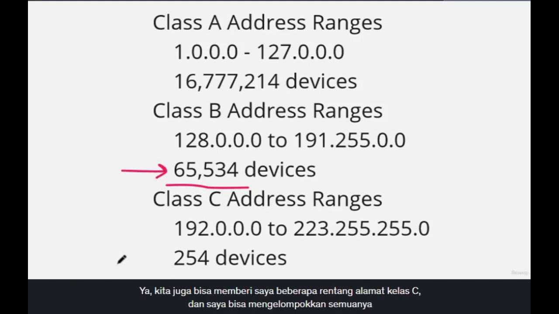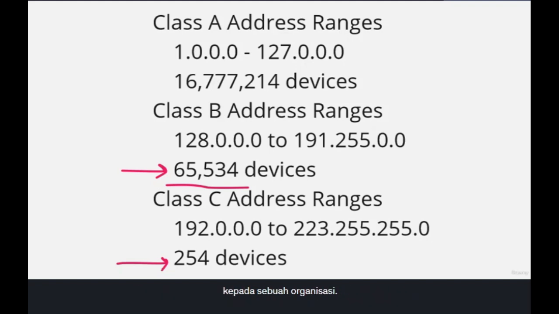Well, we could also give me multiple Class C address ranges, and I could just bunch them all together. But it's not the most flexible system here. And because there are so many more devices on the internet now than there used to be, it would be ideal if they could allocate just the smallest possible range of IP addresses to an organization. So if we get a little bit more flexibility, that would be very helpful here.